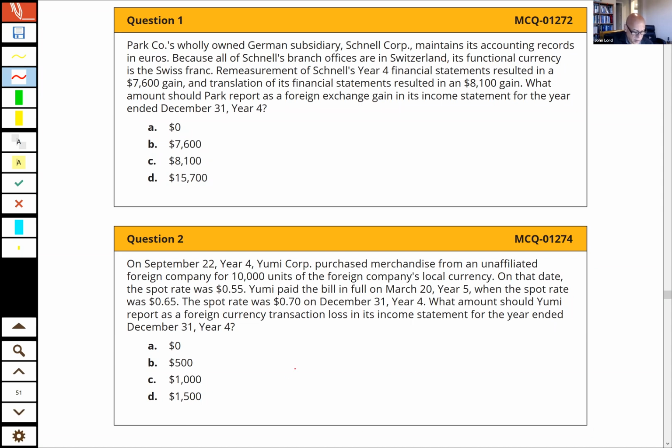And this problem gets a little bit annoying because they give you all of this information, and then at the end of the day, they're simply asking where should you report a remeasurement gain or loss? Where should you report a translation gain or loss? They tell us that they maintain their accounting records, and Switzerland is the functional currency, the Swiss franc. Remeasuring Schnell's year 4 financial statements resulted in a 7,600 gain, and translation resulted in an $8,100 gain.